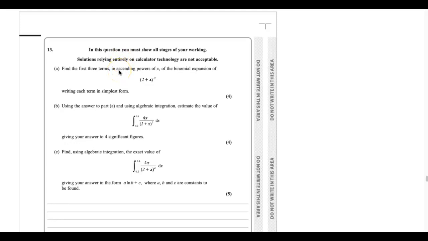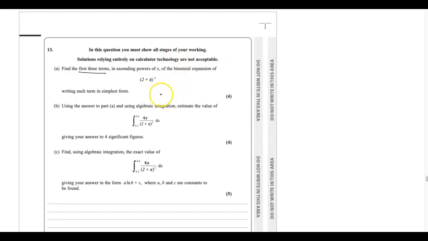Today we are going to be discussing question number 13 from June 23, paper 2 shadow series. So you go through the question, what exactly it is asking us to do. We have to find the first three terms, right? We have to find first three terms over here.